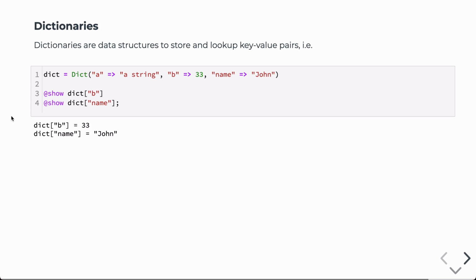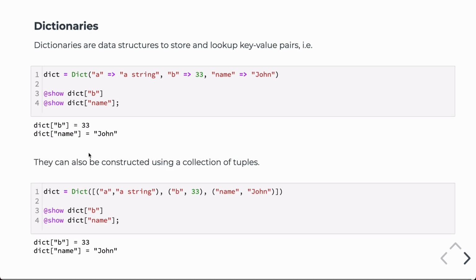Another useful data structure is dictionaries. These are hash tables in other languages. Again, a lot of similarities with dictionaries in Python, if you're familiar with them. You can create them with this kind of syntax where we use this equals-greater-than sign. These are key-value pairs. So here the key is a, and the value is a string, and the key is b, and the value is 33. And finally, the key is name, and the value is John. Then we can index, or look up, those values in the dictionary by using the keys, right? So dic[b] will return 33 and dic[name] returns John there.